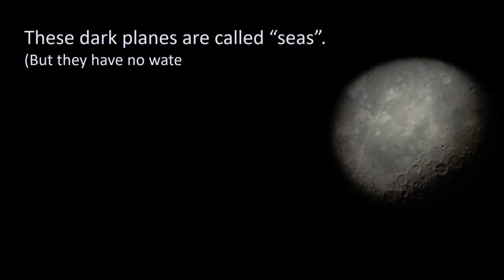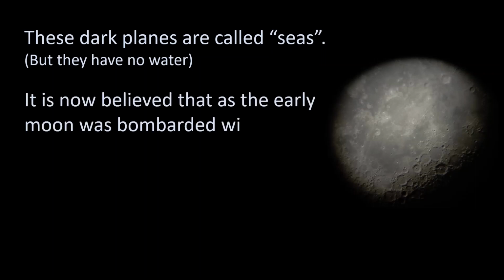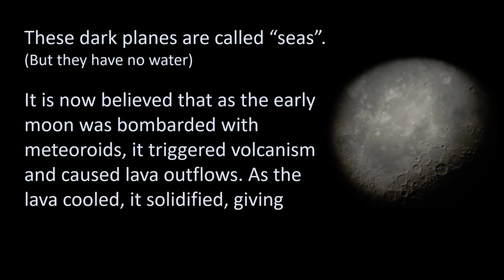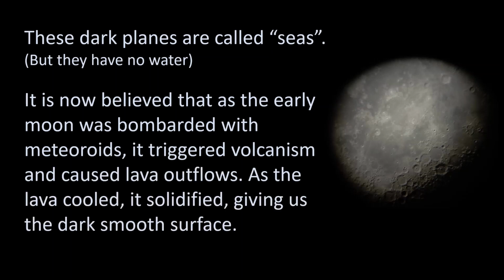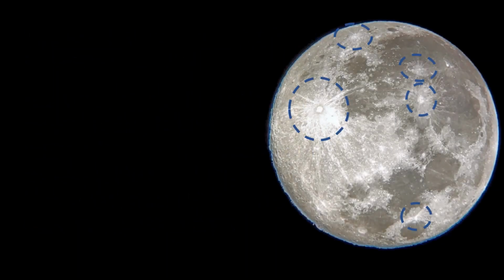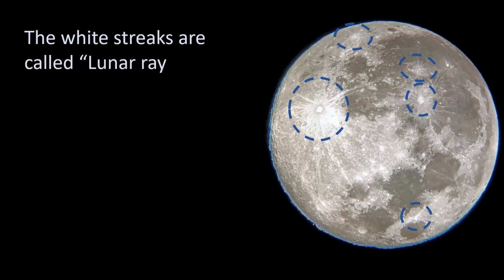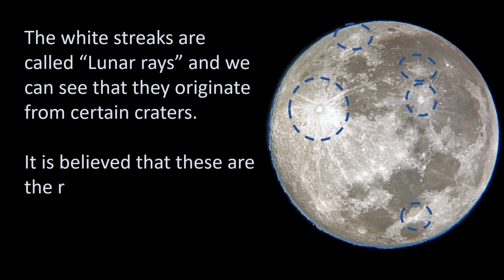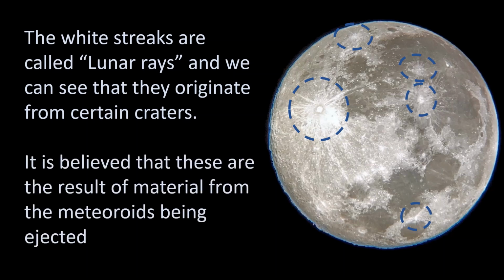These dark plains are called seas, but they have no water. It is now believed that as the early moon was bombarded with meteoroids, it triggered volcanism and caused lava outflows. As the lava cooled, it solidified, giving us the dark, smooth surface. The white streaks are called lunar rays, and we can see that they originate from certain craters. It is believed that these are the result of material from meteoroids being ejected by the impact.